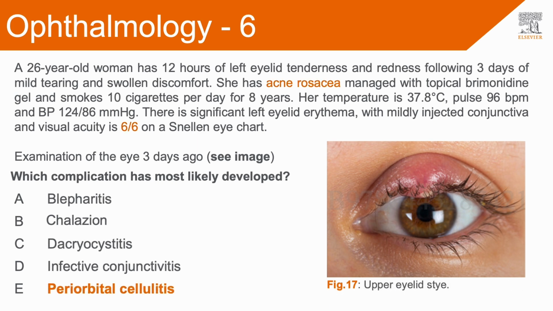The correct answer for question 6 is E. Periorbital cellulitis. We can see in Figure 17 an example of an upper eyelid stye, which predisposed this patient to developing periorbital cellulitis as a complication.